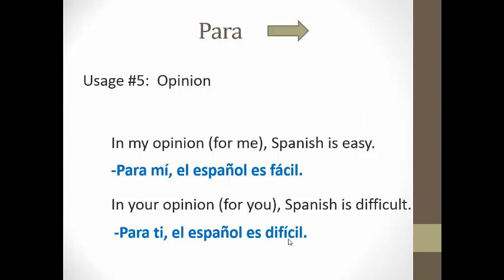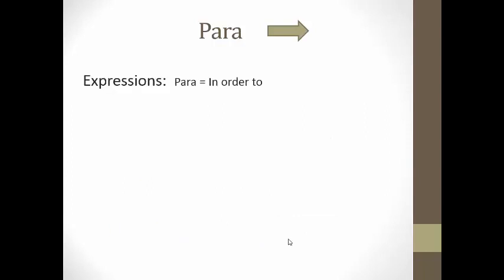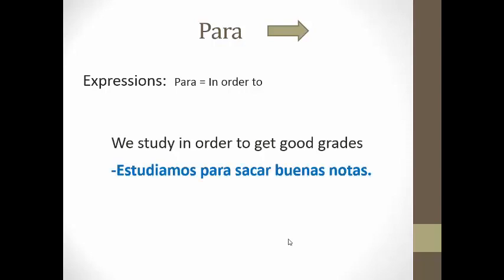On the back, you'll see some expressions. And with para, actually there's only one. The main expression you need to know for para is that, don't forget, para means in order to. Okay, we just saw that on a test we took. Just a quick translation for you. We study in order to get good grades. Estudiamos para sacar buenas notas.